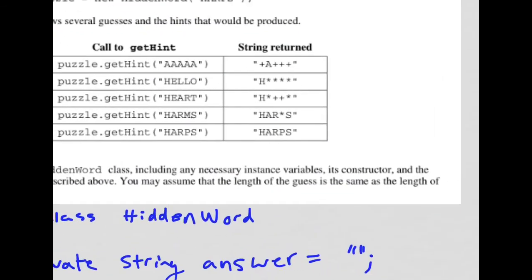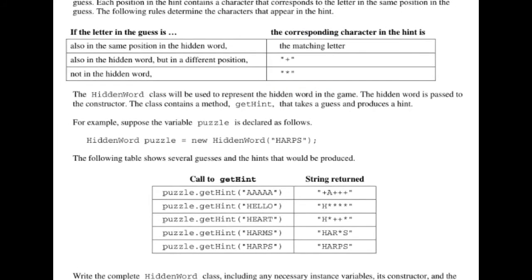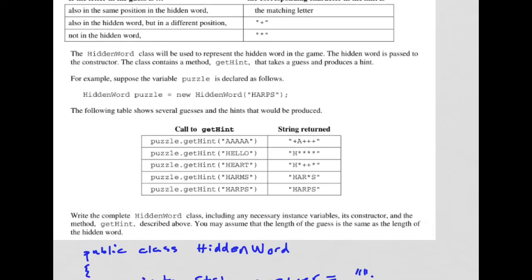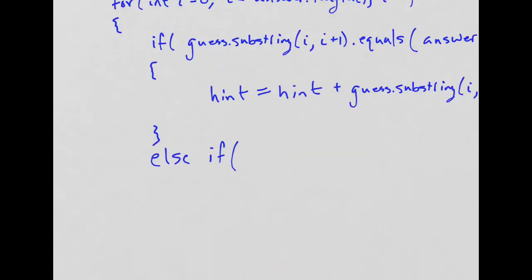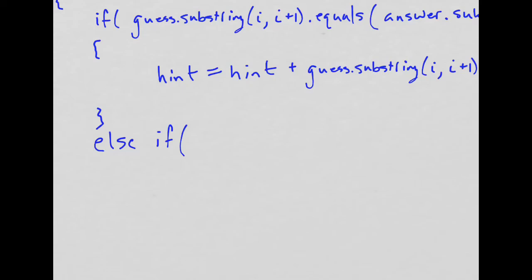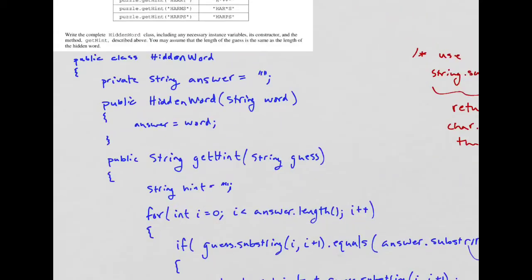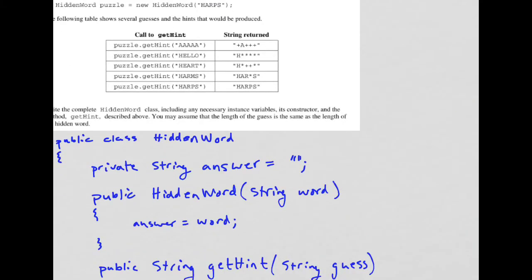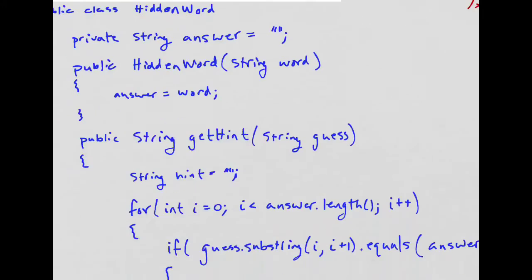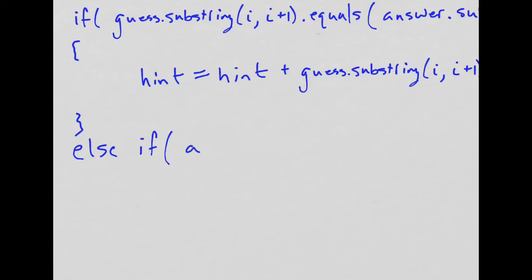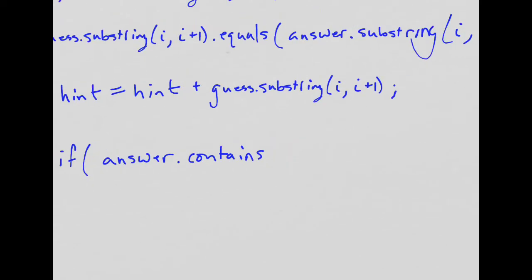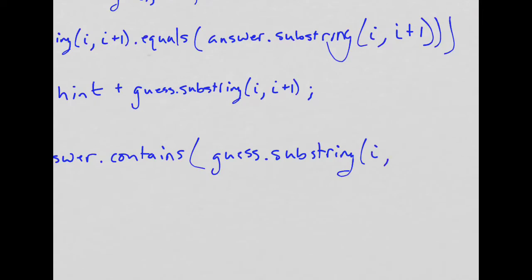I really have 3 things to check for, and it's these 3 cases. We got the matching letter. Now let's do the plus. And I'm going to use the contains method. So if the answer contains, right now I'm still at the first one. Now if the answer contains a single letter from my guess, and remember I'm running through all the single letters, so I can say if answer dot contains, and then choose a single letter, so guess dot substring, and I'm doing this single letter.